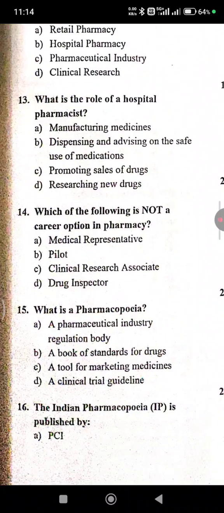Let's go to question number 14. Which of the following is not a career option in pharmacy? That is option number B, not a pilot.